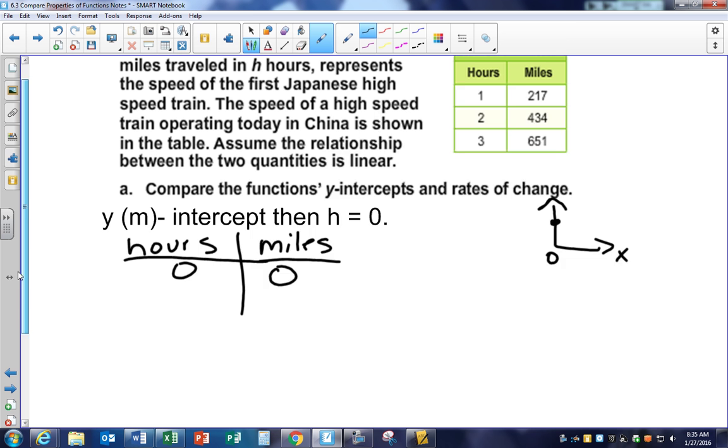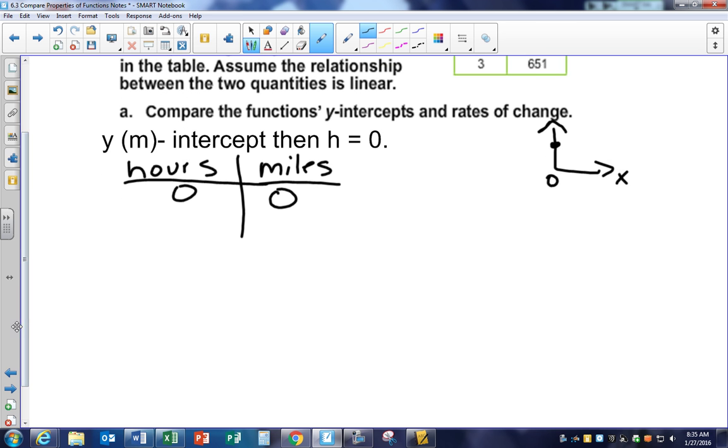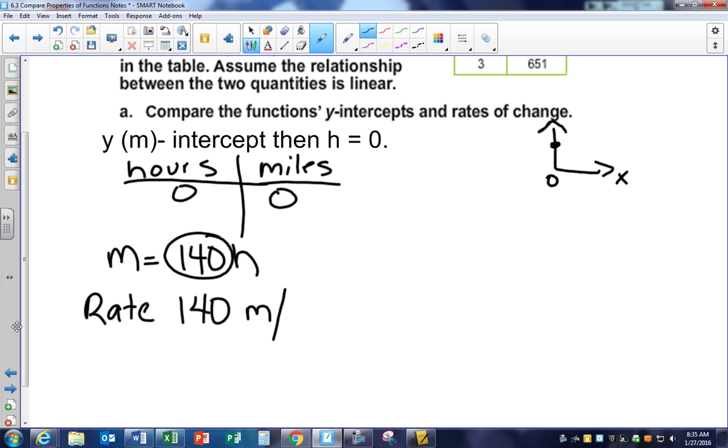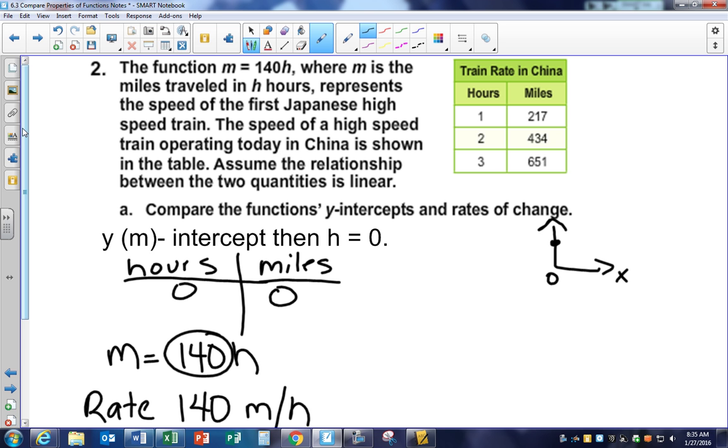Now when we're looking at this function, m equals 140h, we know right away that our rate of change is 140. So that's what's happening every hour: we will travel 140 miles. So the rate of change for the Japan train is 140 miles per hour. Now we need to complete our table to see what our rate of change is for China. So this is Japan, and now we're going to look at China.